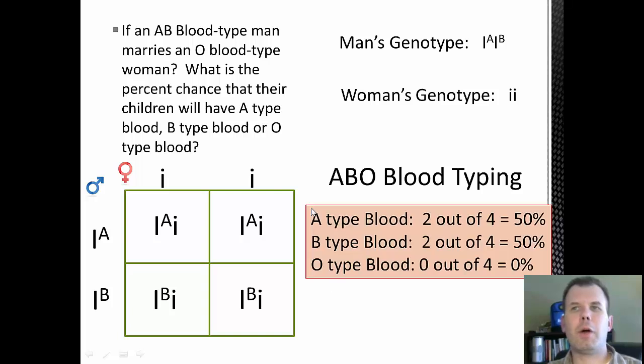We can figure them out right here. A-type blood is 2 out of 4, that's 50%. B-type blood is 2 out of 4, or 50%, and then O-type blood is 0 out of 4, or 0%. And that's how you answer the question. I have a couple of these in the practice problems on Blackboard. Make sure you practice, take a look at these things, and get a feel for how to do them.